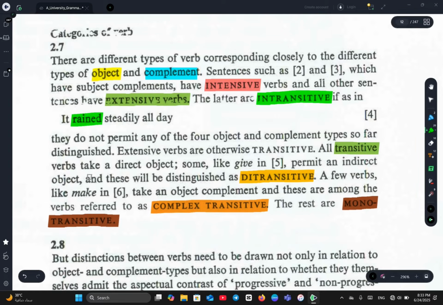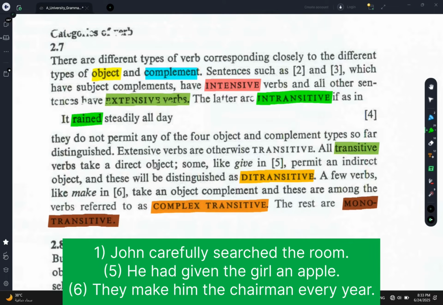Transitive verbs can be defined as those verbs which take a direct object. And we have a bunch of examples here. John carefully searched the room. Search is considered a transitive verb. They had given the girl an apple. Given here is a transitive verb. They make him the chairman every year. Make is a transitive verb.